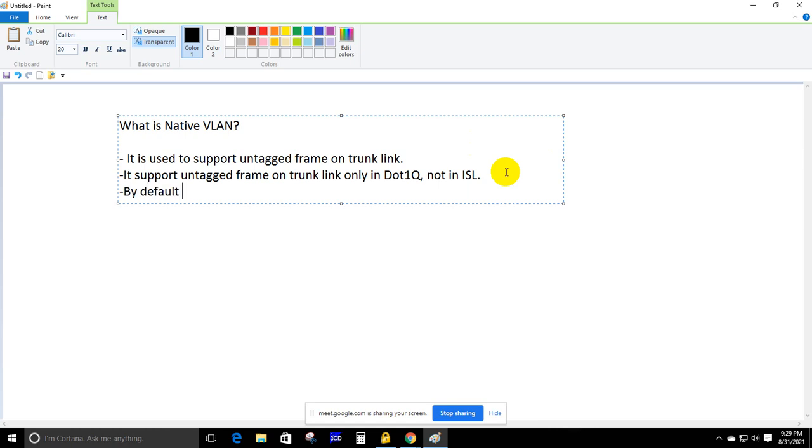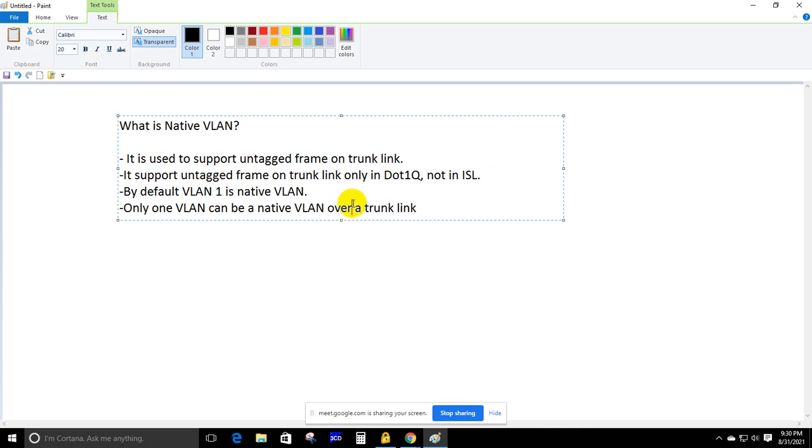By default, VLAN 1 is the native VLAN. Only one VLAN can be a native VLAN on a trunk link. Clear?